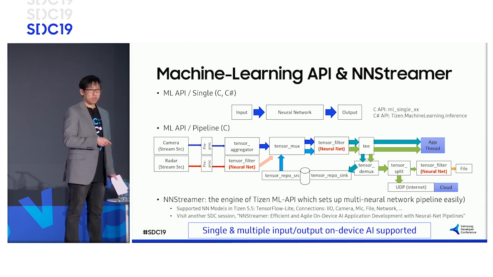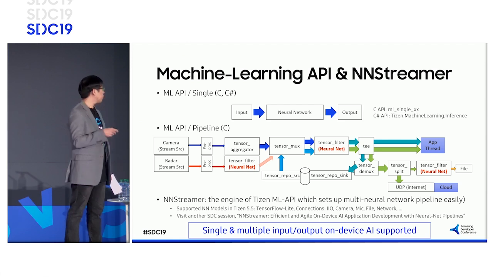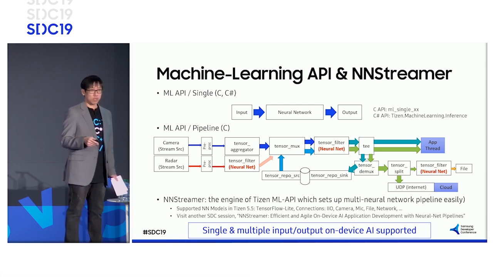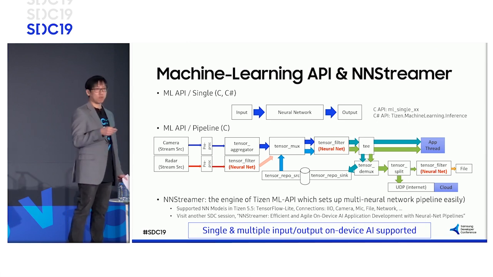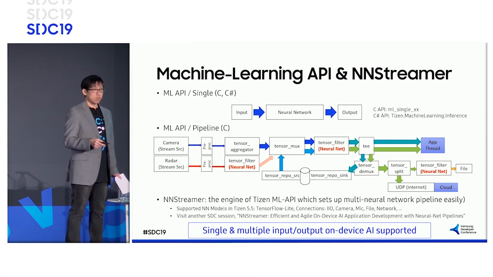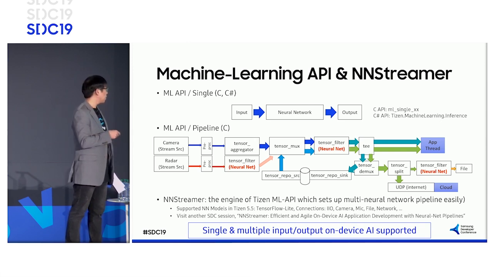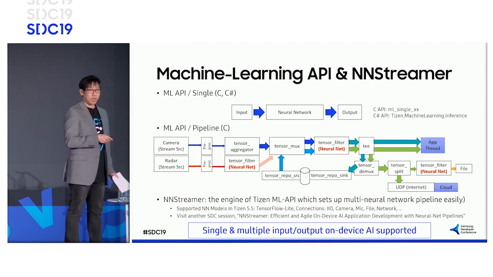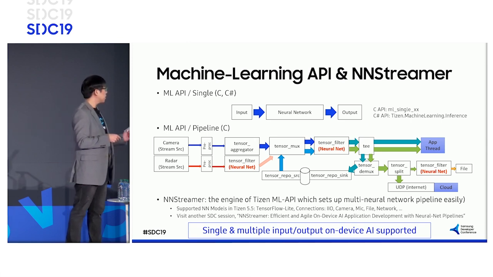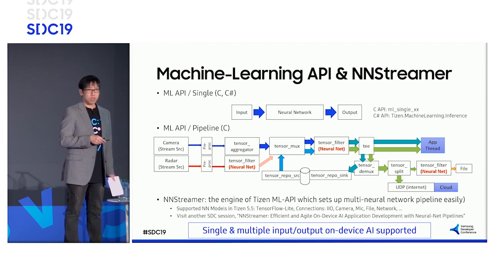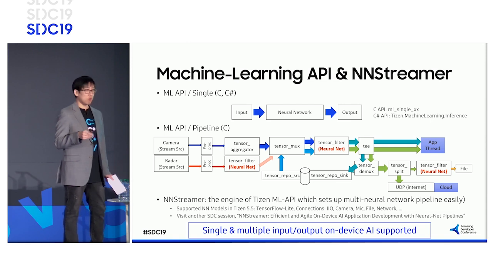And we modified GStreamer to treat the neural network model process as one of the filters. So this can set up a multi-neural network pipeline really easily. If you want to know more about this NNStreamer, which is the engine of Tizen ML API, please visit another SDC session about NNStreamer. And this time we only support TensorFlow Lite, and later versions of Tizen will support more neural network frameworks.